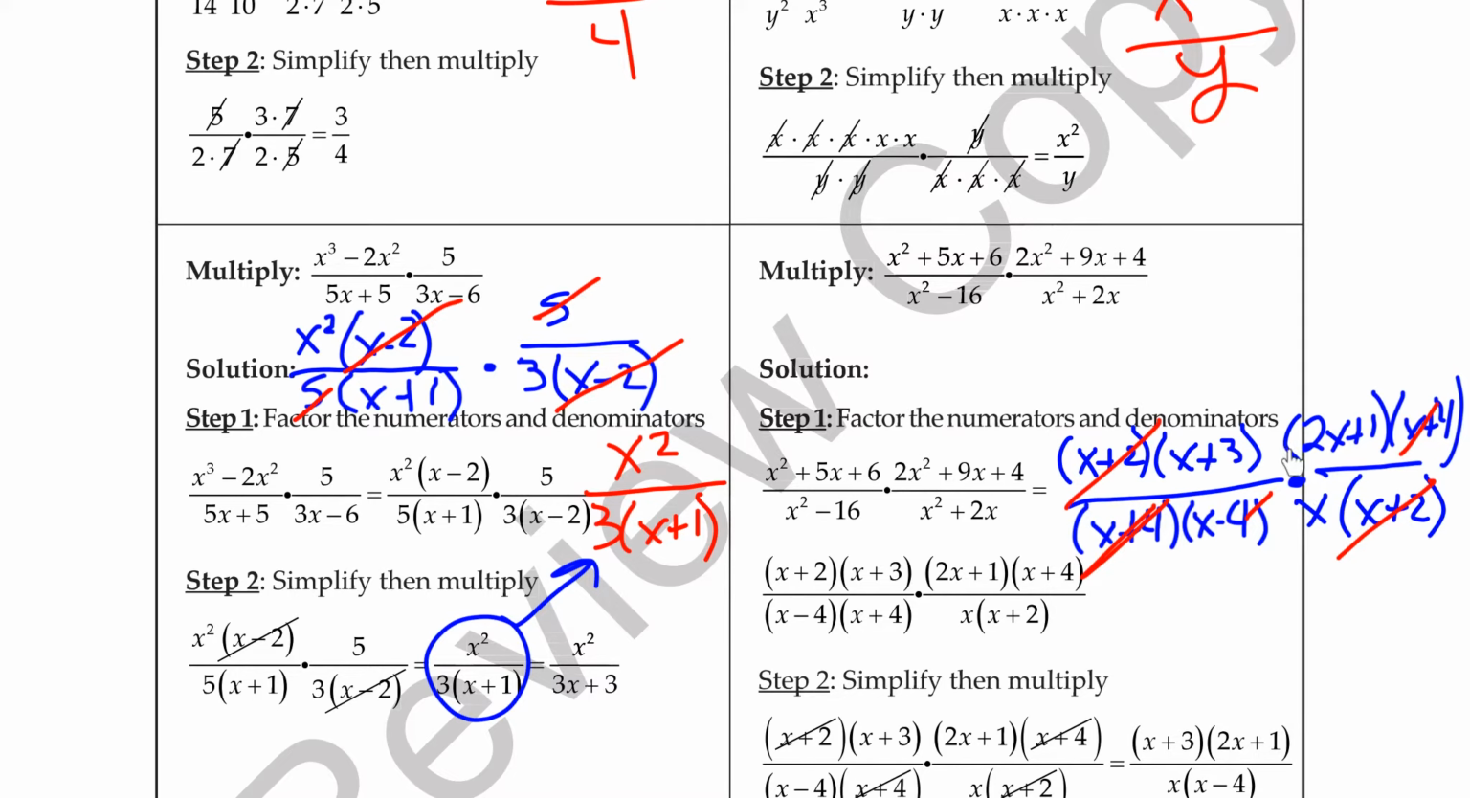If there was another x as a GCF out here, we could cancel this one, but right now these cannot cancel because these x's are parts of binomials, they're terms. So it looks like we're left with these two binomials in the numerator and x times x minus 4 in the denominator. So x plus 3 times 2x plus 1 over x times x minus 4. And that looks like our final answer there.